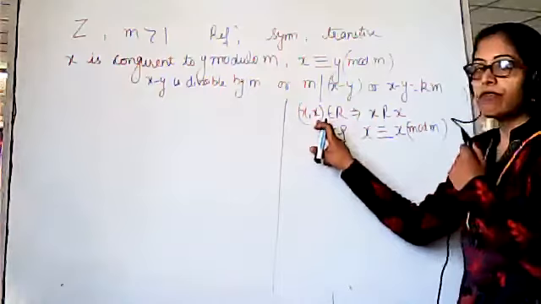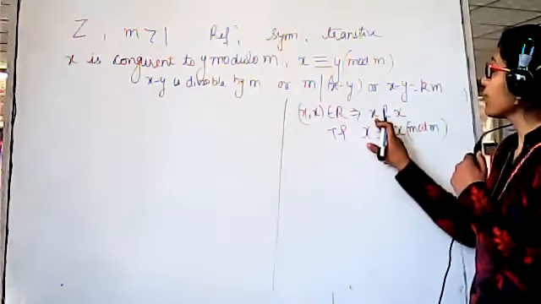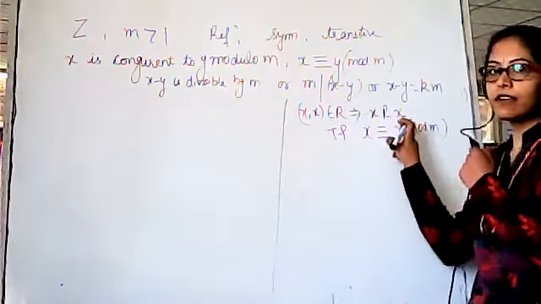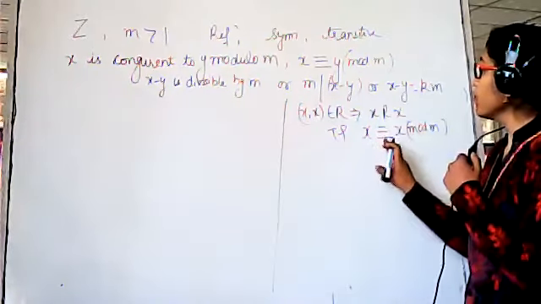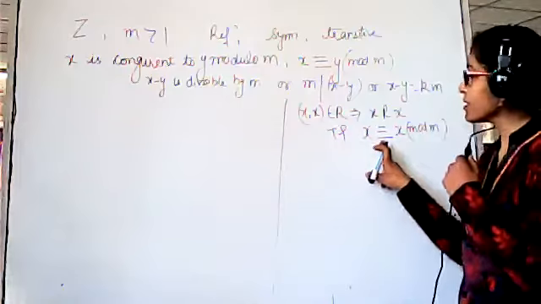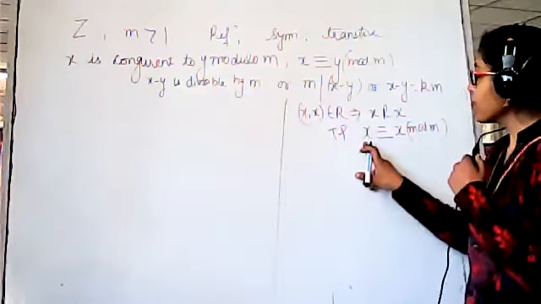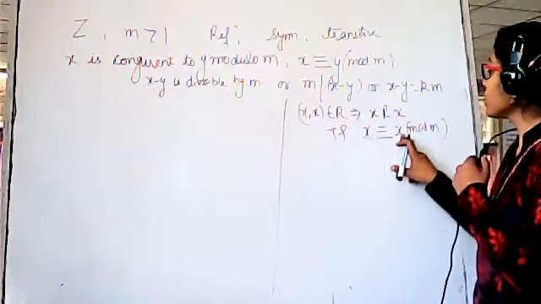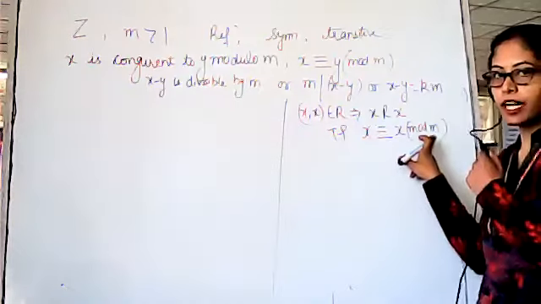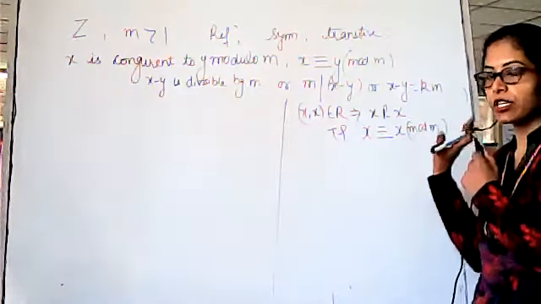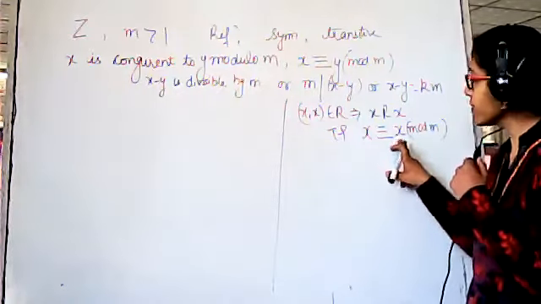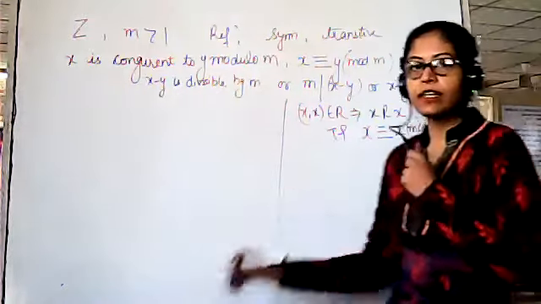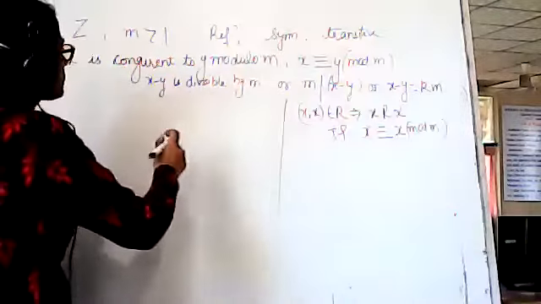The definition of reflexive relation is: if an element is related to itself then the relation is said to be reflexive. Now in this relation we are having this sign, this congruent sign. So the relation will be reflexive if an element is related to itself, and mod m will come along on the right hand side, that is the definition of congruence. So we have to prove this thing.